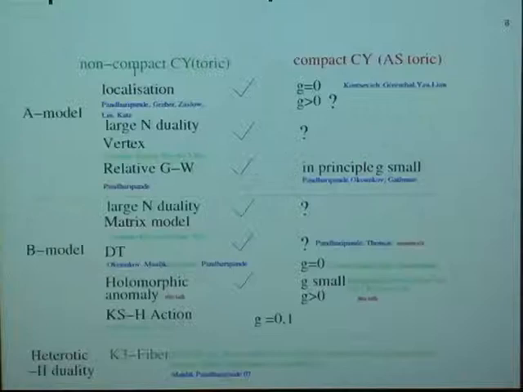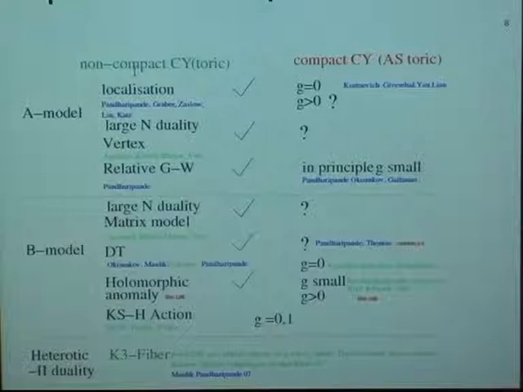So here you see a little overview about the question, which is of course crucial, how to compute these things. And you see there is a big difference between the non-compact case, in particular if it's toric, where basically all the ideas that we have in order to count these things work quite nicely. So there is this localization, which was put forward by mathematicians, which appear here in blue. And then there is large N duality, maybe best formulated in terms of the vertex. Then there are relative Gromov-Witten invariants, by which you can actually prove the vertex. And in the B model, you also have a matrix model description, and you can also directly make sense of the Donaldson-Thomas invariants. But in the compact case, on the other hand, the situation is not as good.